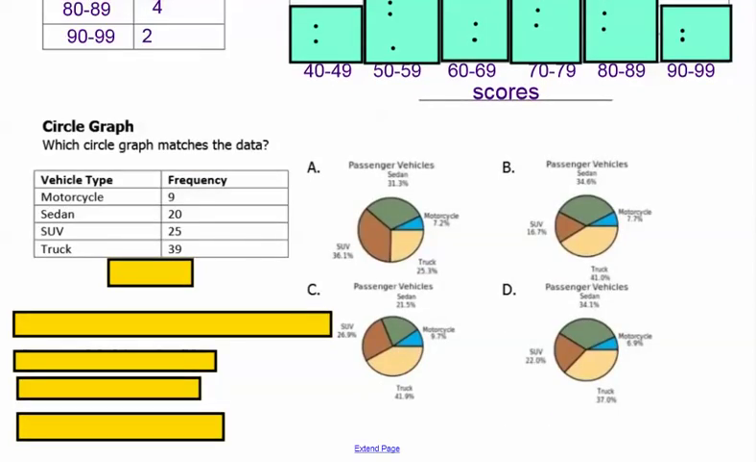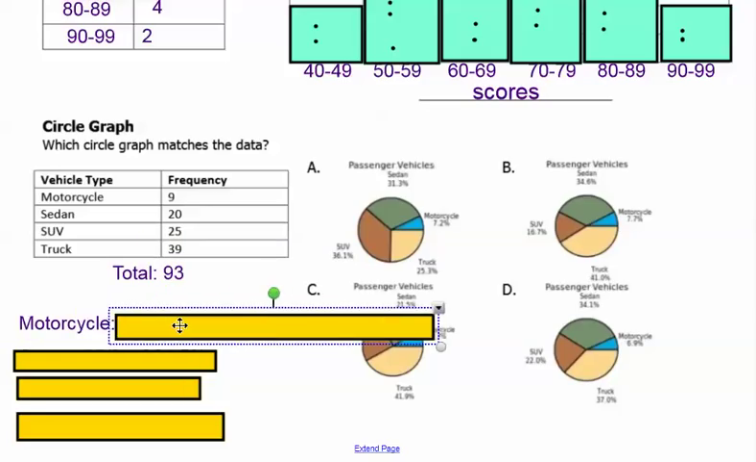All right, next up, let's look at these circle graphs. We have this frequency table telling us vehicle types and how many people have a motorcycle, how many people have a sedan, SUV, and truck, and we want to turn that into a circle graph. Well, guys, circle graphs deal with percents. So we need to turn these into percents. Remember, to turn something into a percent, like motorcycle, we know there are 9 people that have motorcycles, but to make it into a percent, we need 9 out of the total. So go ahead and add up the total. You should have gotten 93.